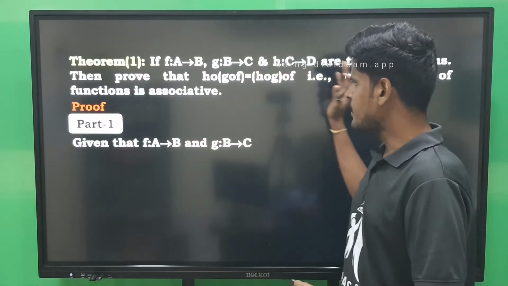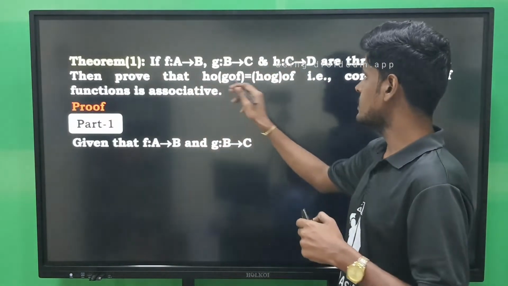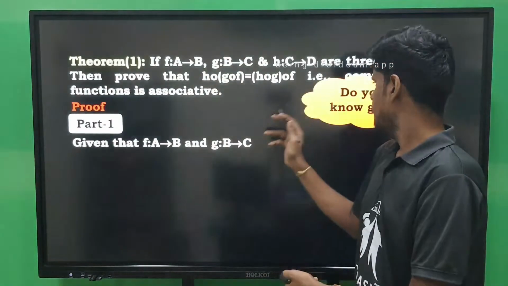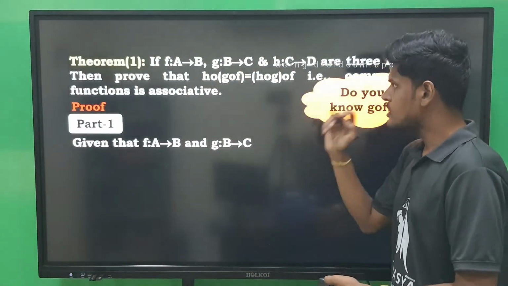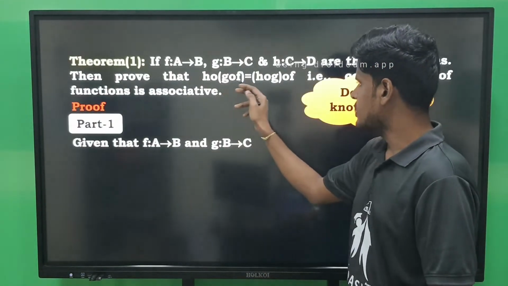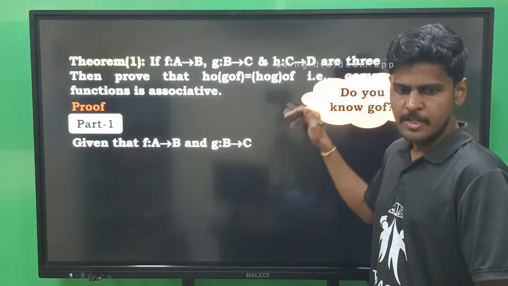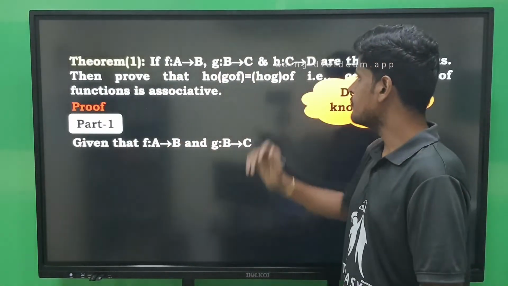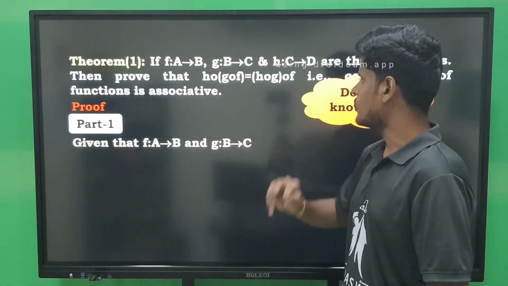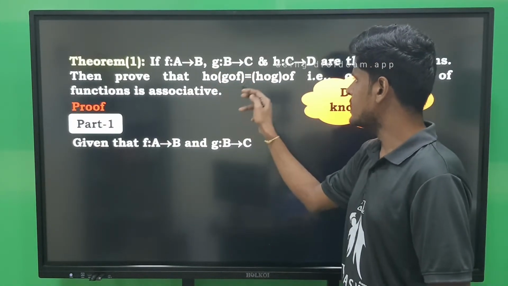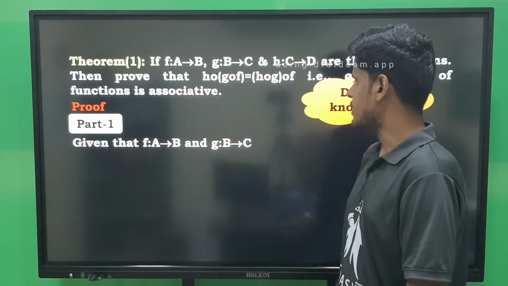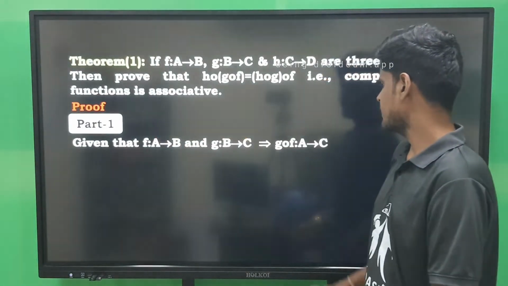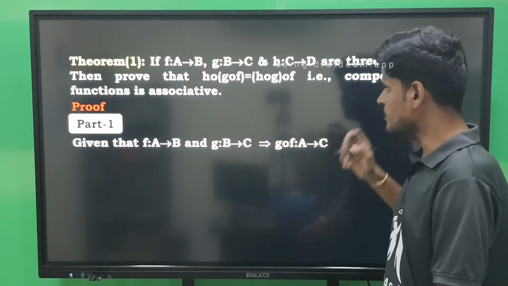First, when we can say two functions are associative, this condition should be satisfied: we can interchange the bracket. Okay, what is g∘f? First, we have to find g∘f and h∘g to prove this. First, we will see what is the domain and codomain of both the functions. So, here g∘f is a function. How to take g∘f? f is the input of this. So, g∘f will be a function from A to C.